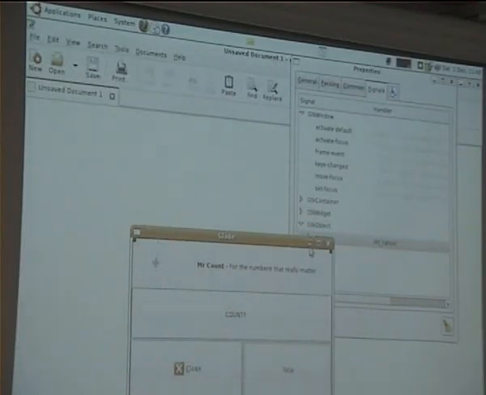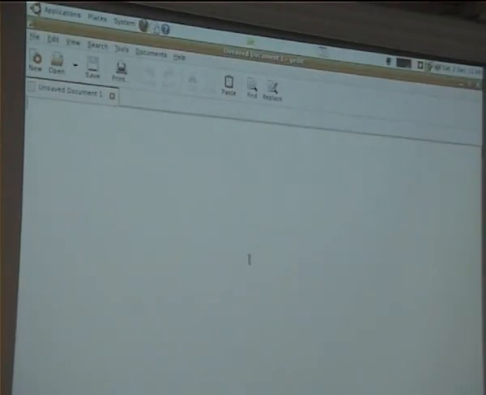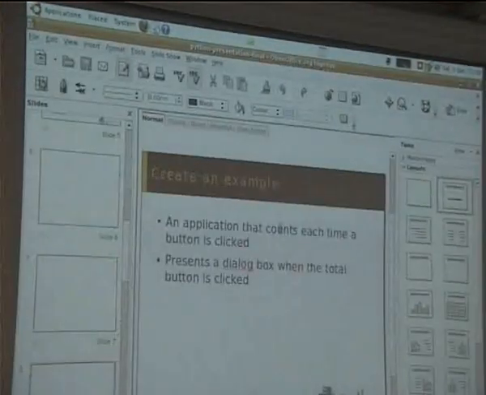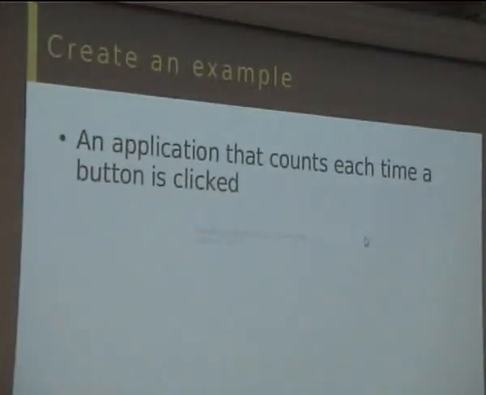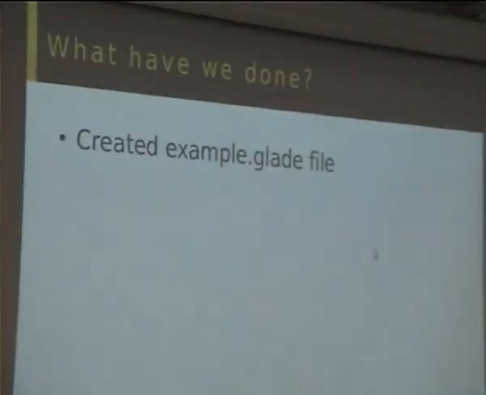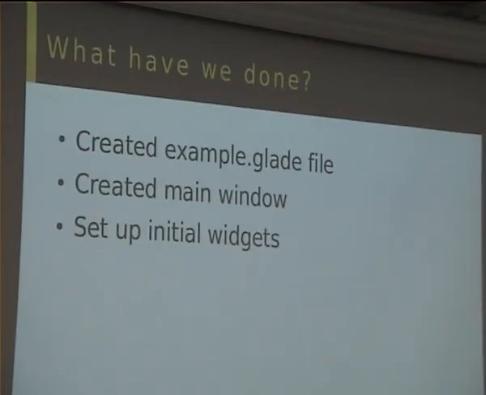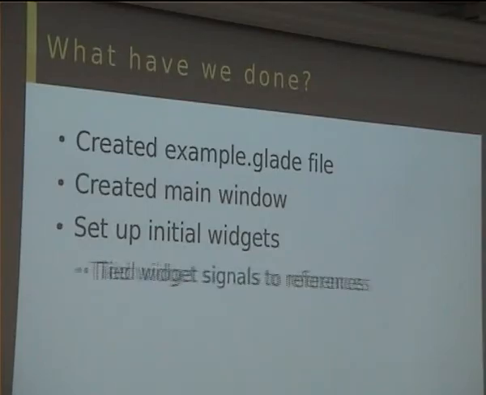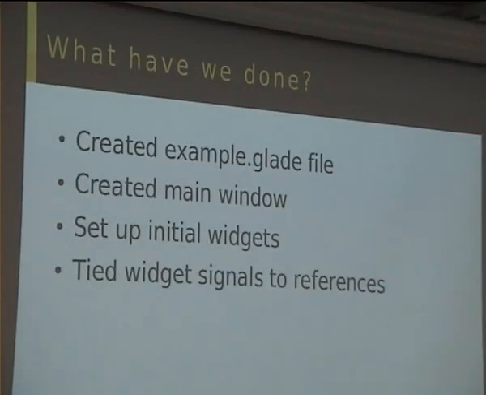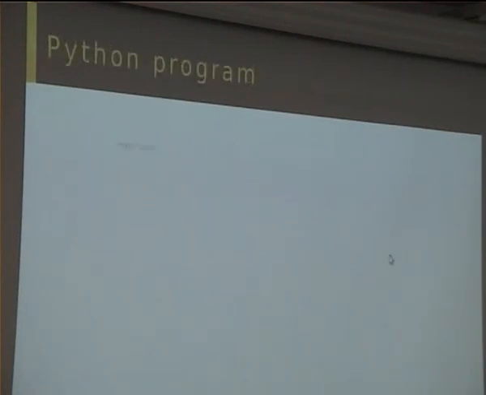So I'm going to get rid of those for a while. And let's just go back to here. So what have we done? We've created our main window, and within the Glade structure you can have several windows, but we've created just one for this example. We've set up the initial widgets that are going to be used, and we've tied the signals coming from the widgets to handlers. Okay? And this is now where Python's going to come in.